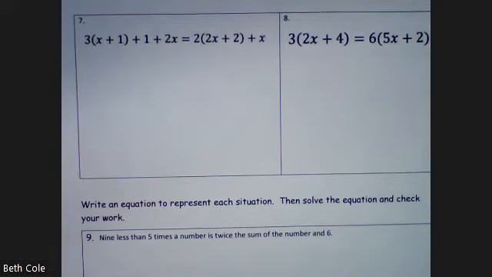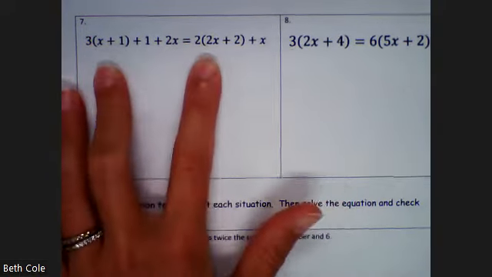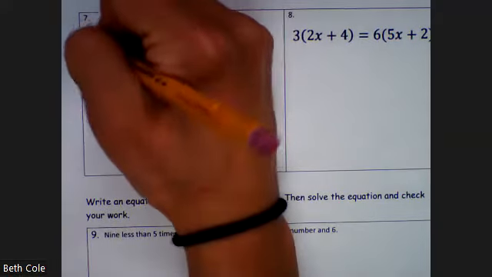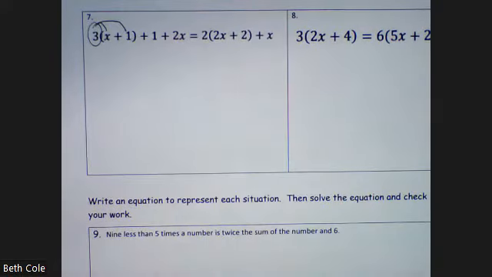All right, so for number 7, I see parentheses. What does that mean we're going to do? Distribute. Use your brain. Yeah. See, you're good at using your brain. Where you're struggling is getting the work done. No, your homework was done. I wasn't talking to you.